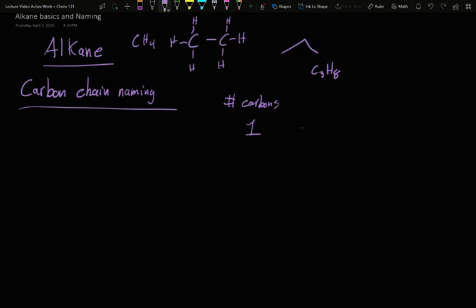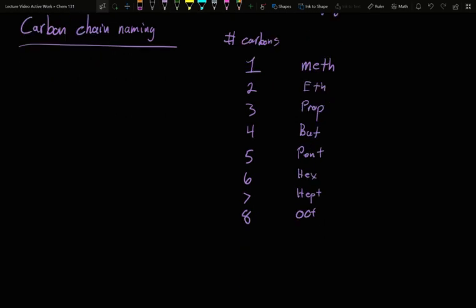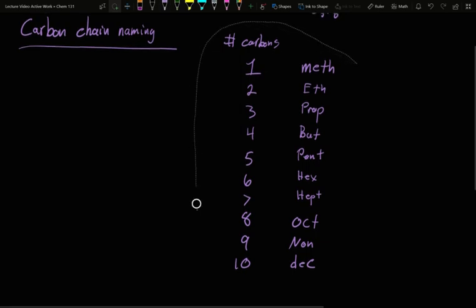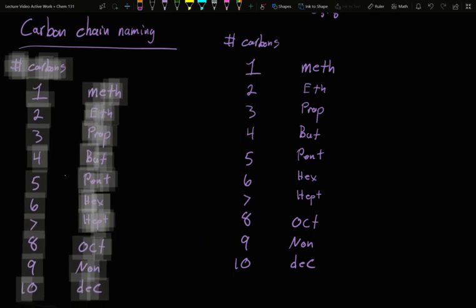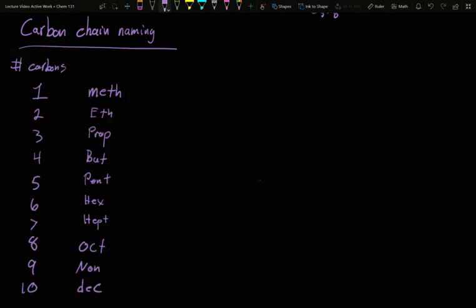if you are one carbon, it uses the term meth. If you are two carbons, it is eth. 3 carbons is prop. 4 carbons is bute. 5 carbons is pent. 6 carbons is hex. 7 carbons is hept. 8 carbons is oct. 9 carbons is non, and 10 carbons is dec. And we'll leave it there. We won't use any more than that for our purposes. But this series of naming elements gets used repeatedly through organic chemistry. So it's an important list to remember.